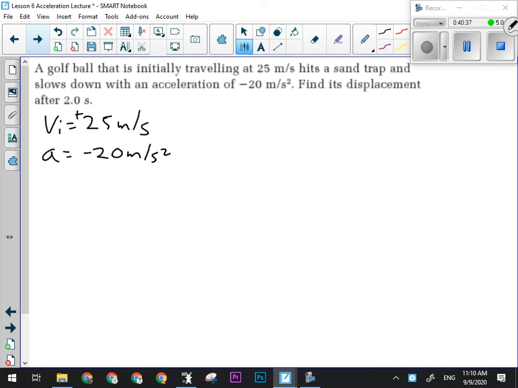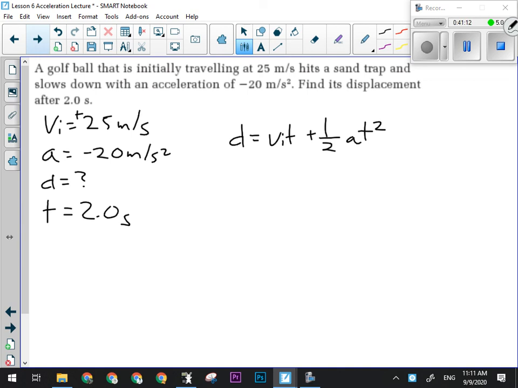Find its displacement, so I'm looking for D, after 2 seconds. In this one I have VI, I have A, I have T, and I'm looking for D. So I need a formula that has all of those things in it. Which one is it? VIT plus half of AT squared. Exactly. D equals VI times T plus 1/2 AT squared.